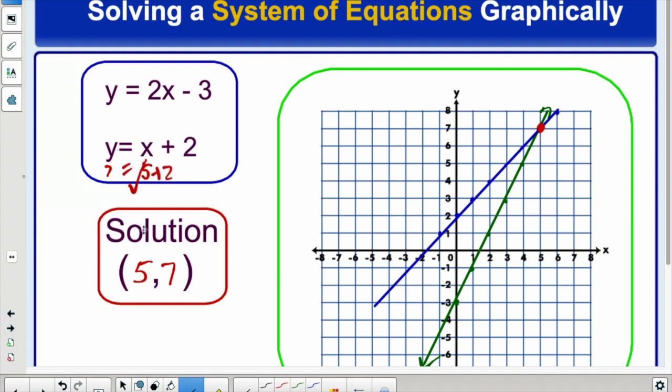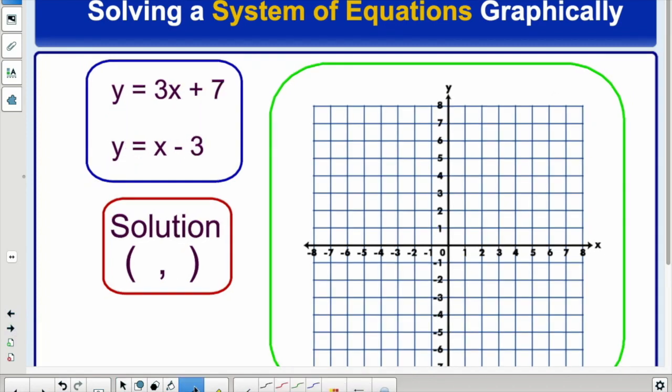And then up here, if I plugged in the y value of 7, it would be 7 equals 2 times the x value of 5 minus 3. 2 times 5 is 10. 10 minus 3 is 7. So that's how you know that you would have graphed this correctly for both equations.